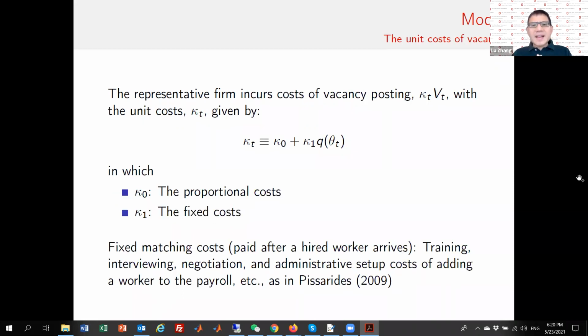When the representative firm posts vacancies to hire workers, the firm has to incur costs. We're following Pissarides' 2009 article in Econometrica to capture both proportional costs, given by kappa 0, and fixed costs, given by kappa 1. The fixed matching costs are paid after a hired worker arrives. This includes the training, interviewing, negotiation, as well as administrative setup costs.